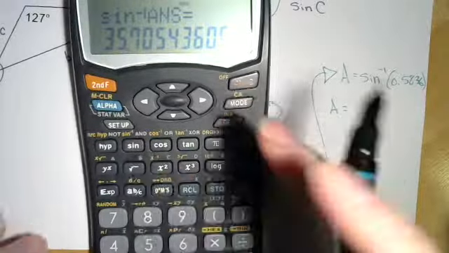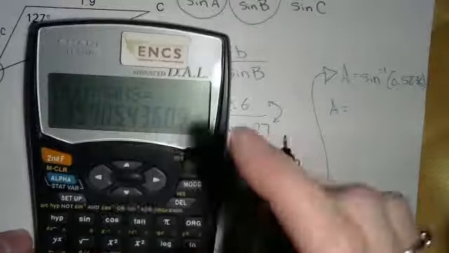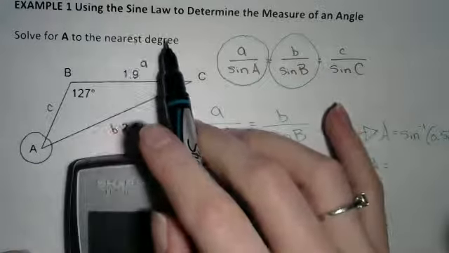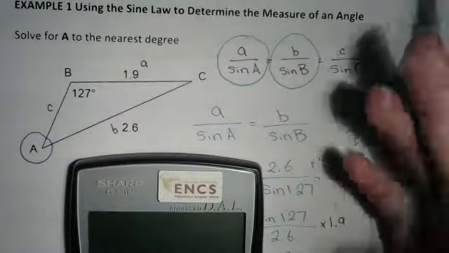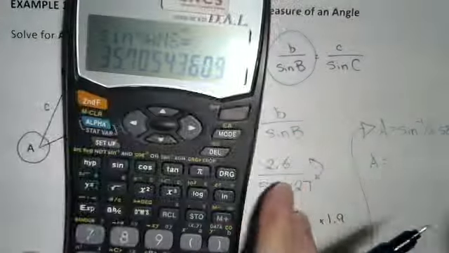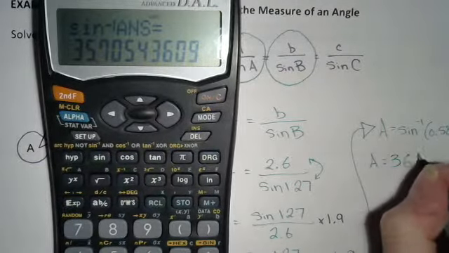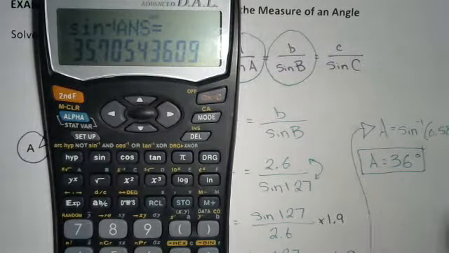Equals, A equals 35.7. If you read the question again, just to double check, it says solve for A to the nearest degree. That means no decimals, so we don't want any decimal places. So we're going to round this to 36. A equals 36 degrees, and we're done.